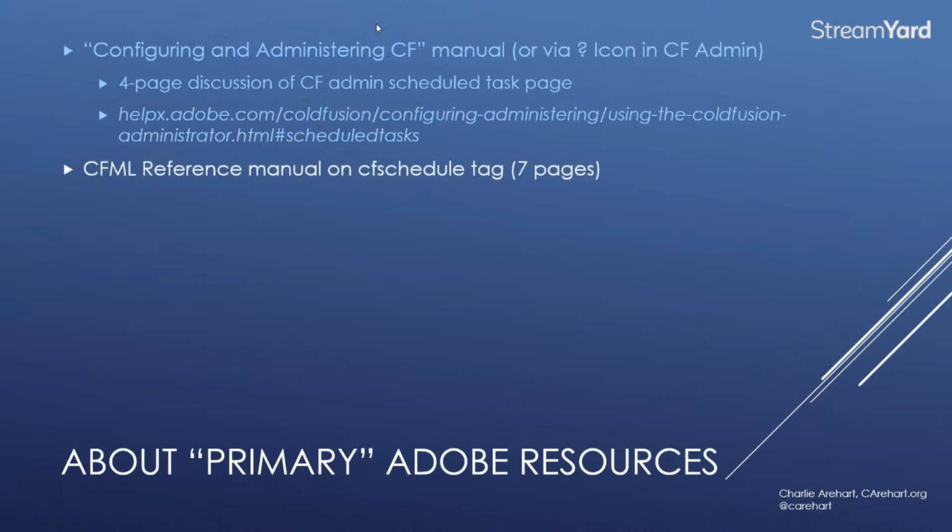It's only 4 pages. Then some of you may know, and we'll talk later, there's a cfschedule tag. You can manage and create scheduled tasks with that. And there's a reference manual discussion of the cfschedule tag, and it's 7 pages. You might go, wait, what?